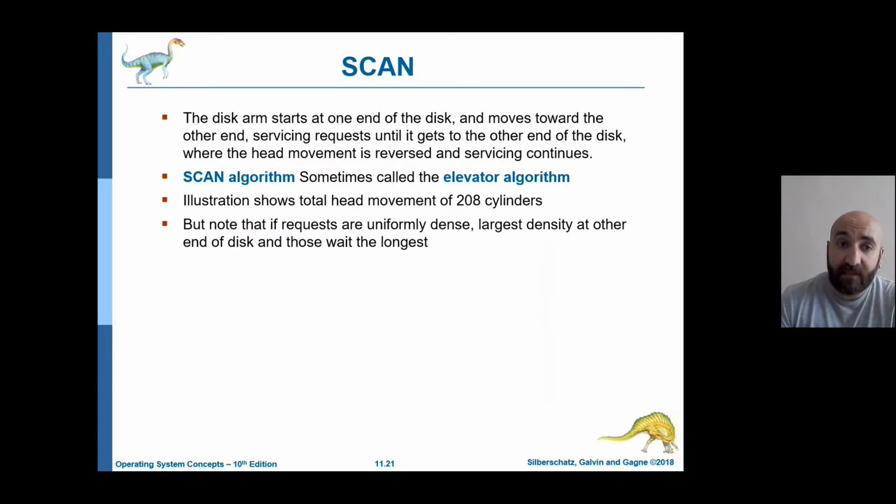The next one is the scan algorithm. In the scan algorithm, the disk arm starts at one end of the disk and moves toward the other end, servicing requests as it reads each cylinder until it gets to the other end of the disk. At the other end, the direction of head movement is reversed and servicing continues. The head continues to scan back and forth across the disk. The scan algorithm is sometimes called the elevator algorithm, since the disk arm behaves just like an elevator in a building, first servicing all the requests going up, and then reversing to service the other way.